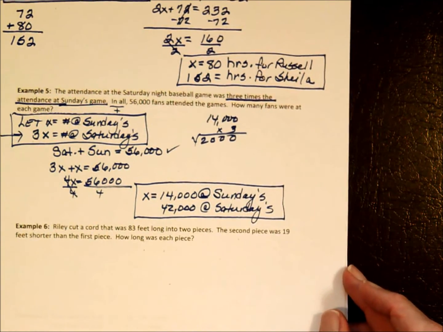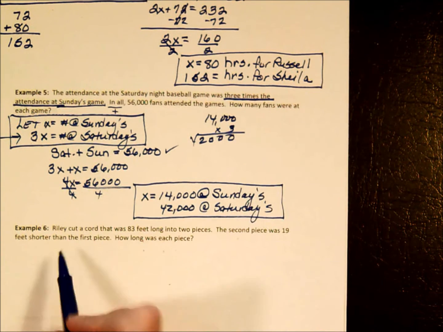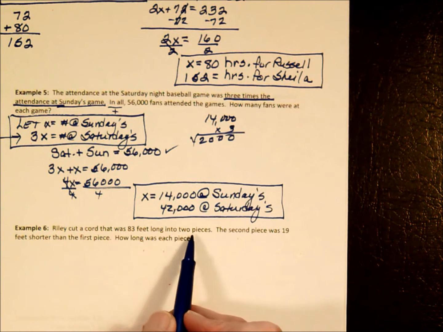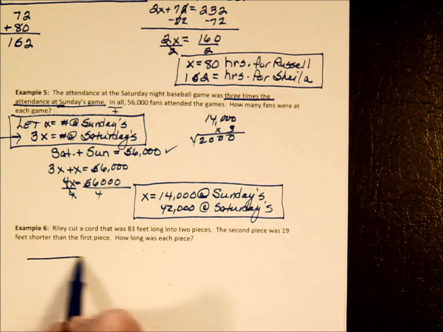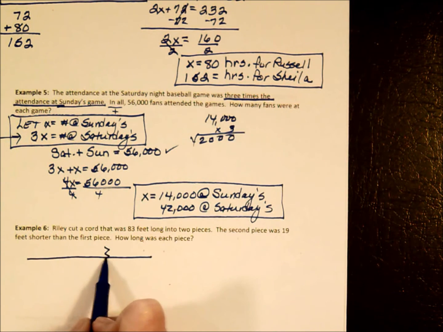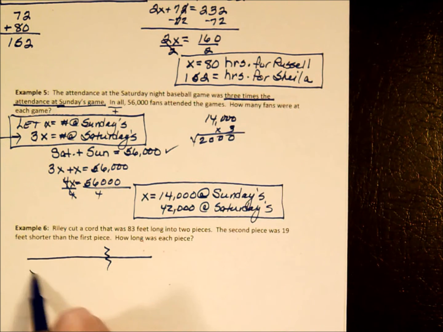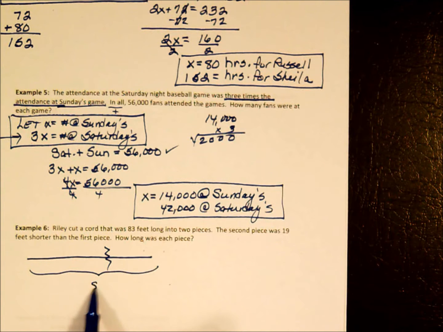Let's try another one. I think this one is harder. Riley cut a cord that was 83 feet long into 2 pieces. All right, so I'm going to draw this cord. Here is a cut. I don't want to make them even. And I know that all together it was 83 feet.